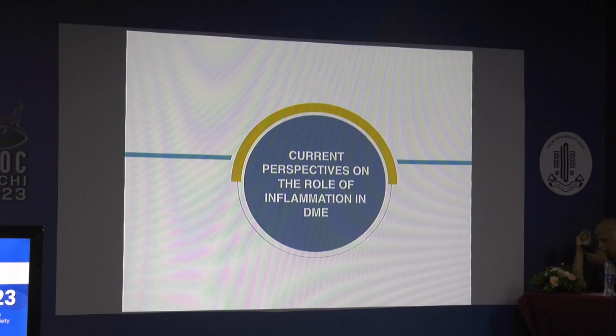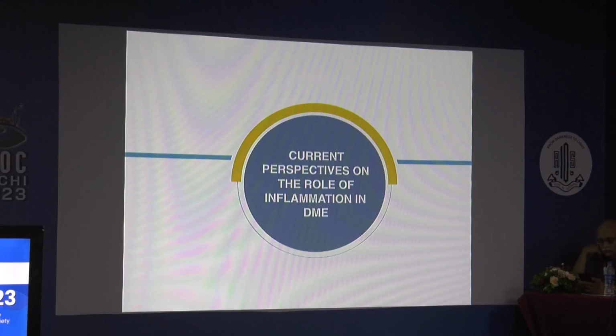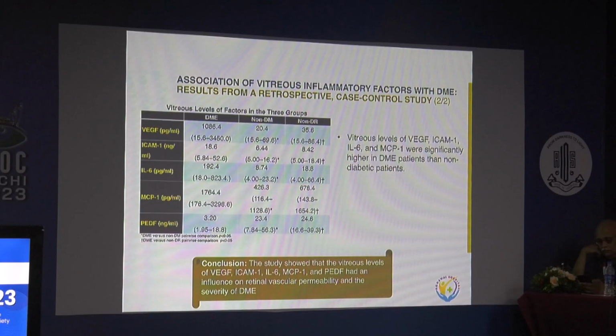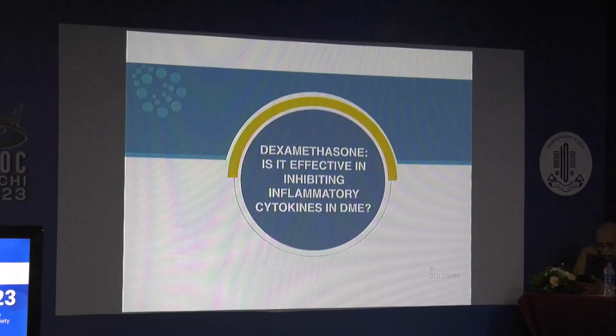So what is the current perspective on the role of inflammation in DME? I will not go very detailed into the trials, but vitreous levels of VEGF, ICAM, IL-6 and MCP are higher in DME patients than in non-diabetic patients. The conclusion here is that the study showed that the vitreous levels of these pro-inflammatory cytokines had an influence on retinal vascular permeability and the severity of DME, not just VEGF but other cytokines also.